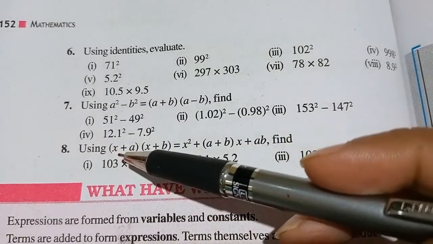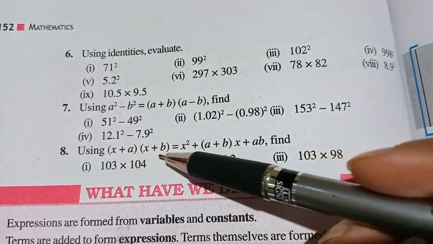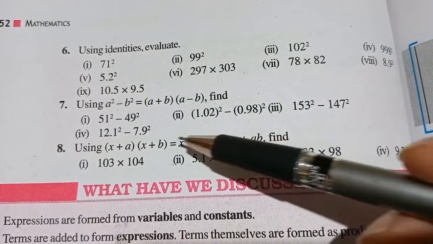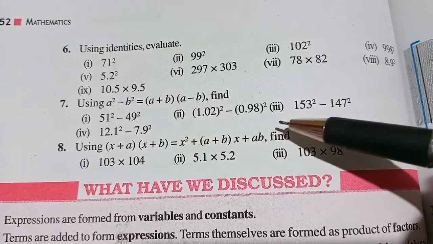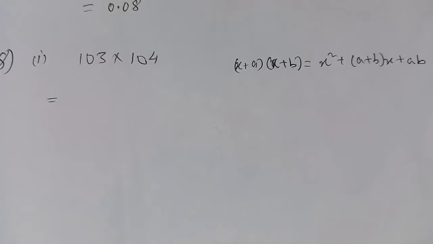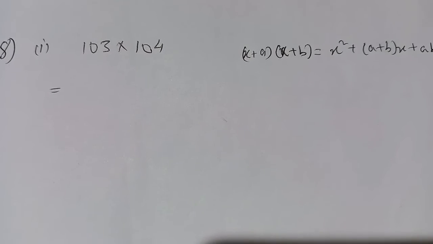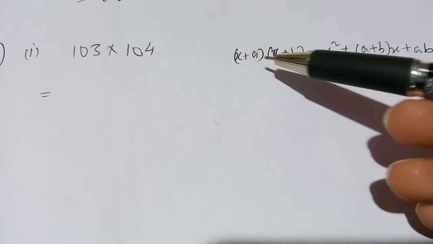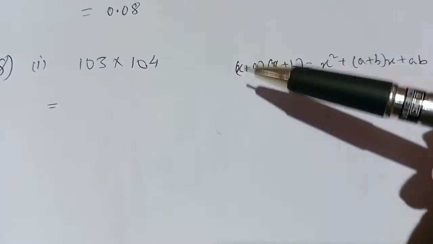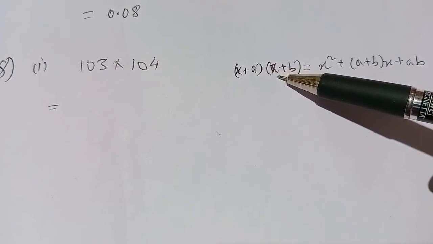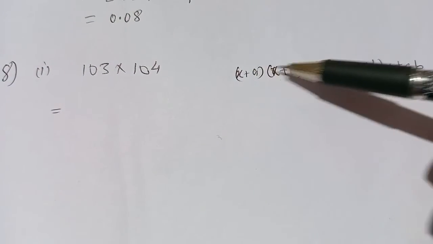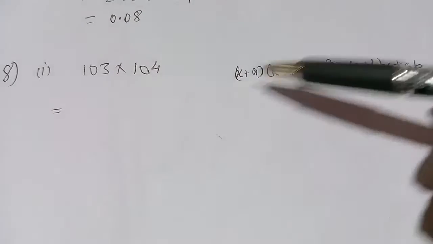Now question number 8, use x plus a into x plus b equals x square plus a plus b into x plus ab. This identity you have to use to find the solution. Okay, now let us see. In question number 8.1, you have to use this formula, x plus a into x plus b. That means you have to break this number like this. That means the two x numbers should be the same, and a and b should be different. Okay, let us see how to break it.